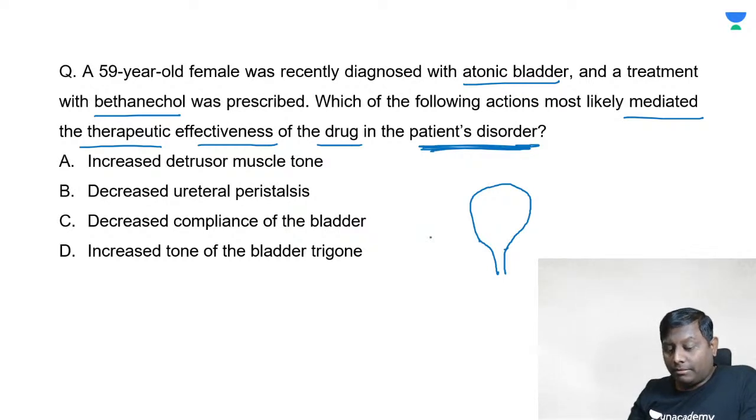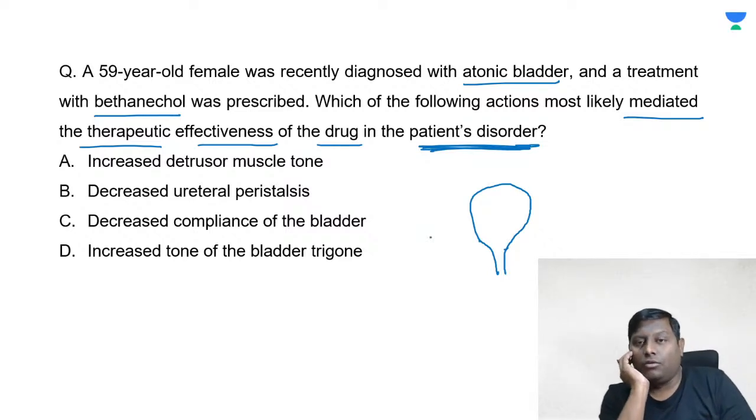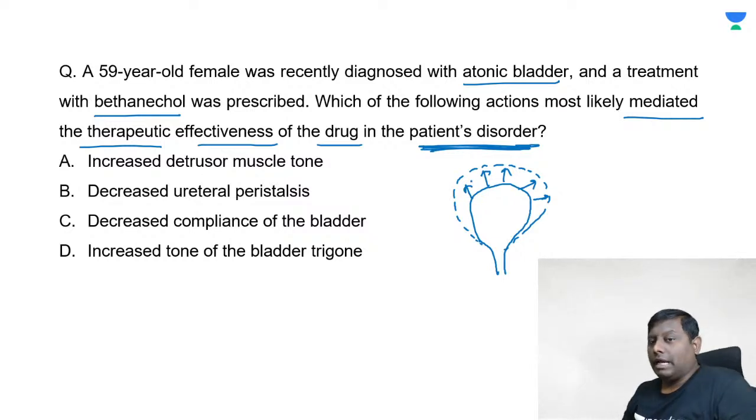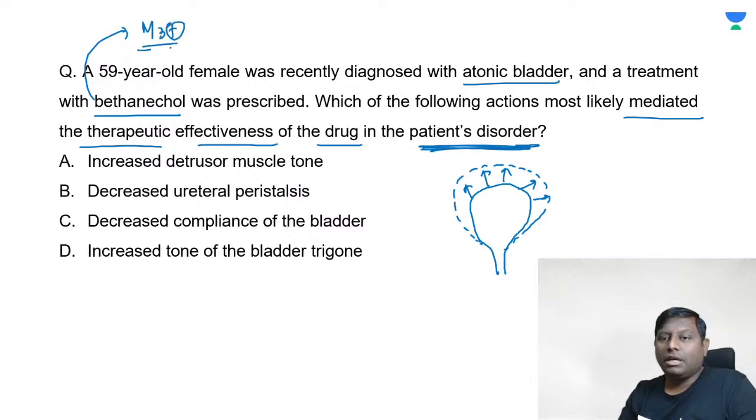So I think all of you are giving a reply here with option A: increased detrusor muscle tone, decreased ureteral peristalsis, decreased compliance of the bladder, increased tone of trigone. Now if the person is already having an atonic bladder, let us say the bladder is actually in the relaxed form in this scenario, and you are going to give a drug, bethanechol. Remember, bethanechol is one of the M3 receptor agonists. M3 receptor agonists will always provide a contraction over these muscles.